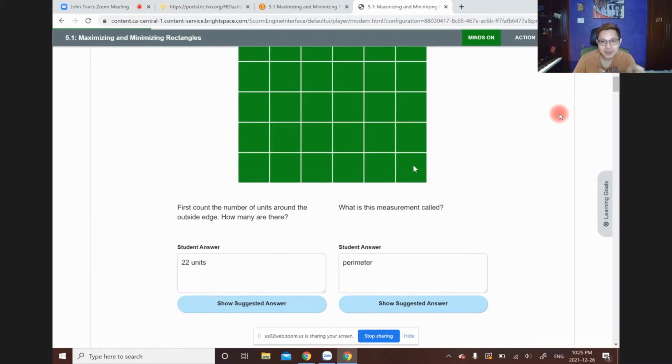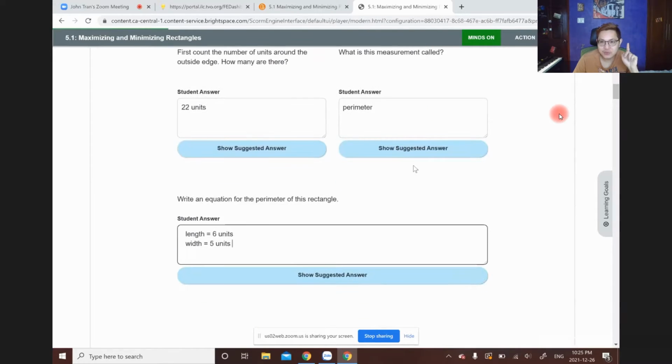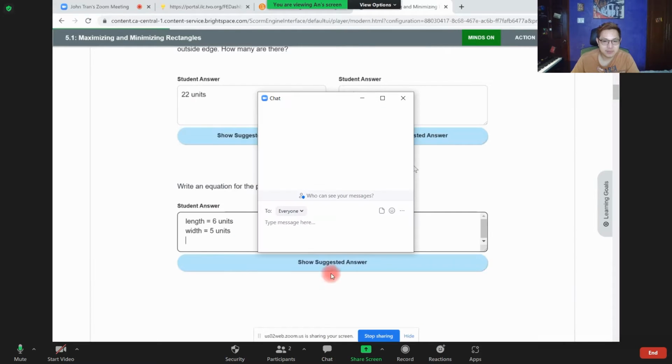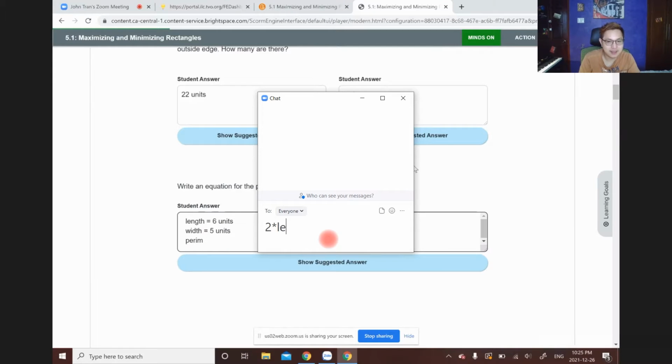There are 2 lengths that look the same, right? And then 2 widths that look the same, right? So the perimeter will be 2 times length, and then plus 2 times width. So that's the formula: 2 times length plus 2 times width. You combine them together, it's going to be 2 times, open the brackets, length plus width, close the bracket. Like that.